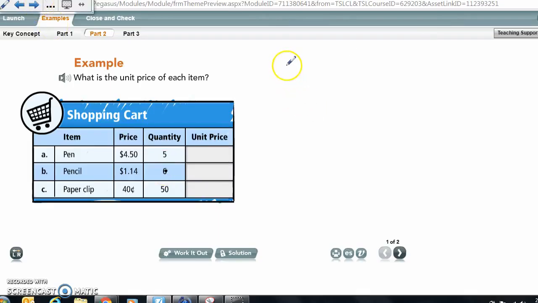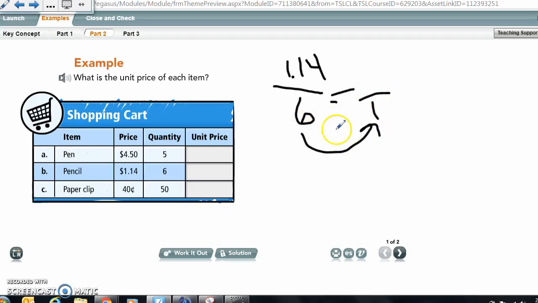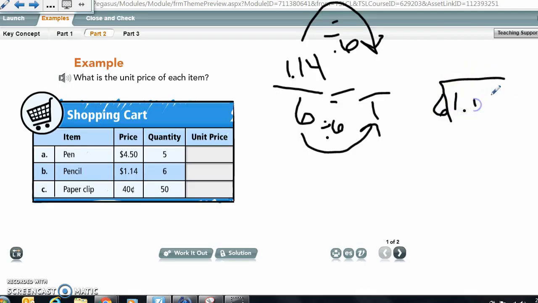A pencil is $1.14 for 6. Remember, cost on the top, item on the bottom. And if I need to figure out how much is in 1, well, I know I'll have to divide by 6 to get 1. So $1.14 divided by 6, we need to do to the side. So 6, 114. Well, 6 does not go into 1, so I put a 0. Bring up my decimal. 6 goes into 11 just once because 6 times 2 is 12.